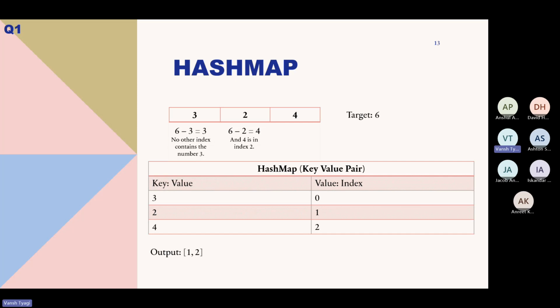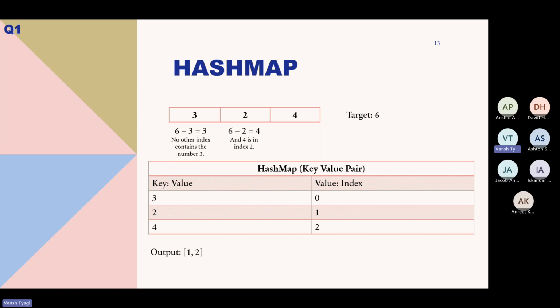Let's say the array is 1, 3, 5, 4. And the target we're looking for is, since you don't want 6, let's say it's 9. Cool. Now let's create a hash map.